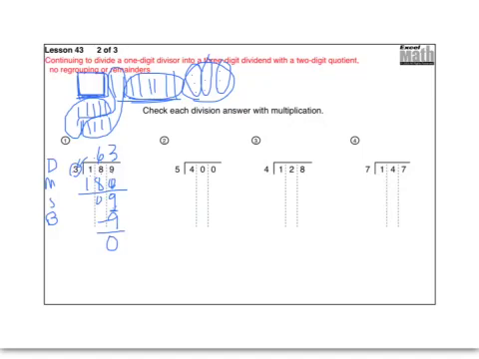Alright, why don't you pause the video, try number 2 by yourself, see if you can get it, give it your best shot. Turn the video back on after you try it, even if you don't have the right answer or whatever, just give it your best shot, and then you can see me do it after you've tried it yourself.